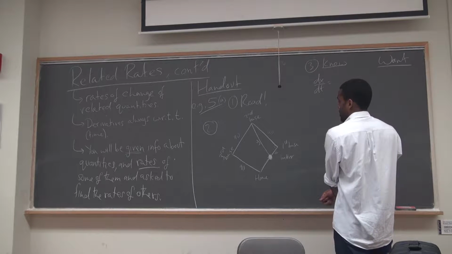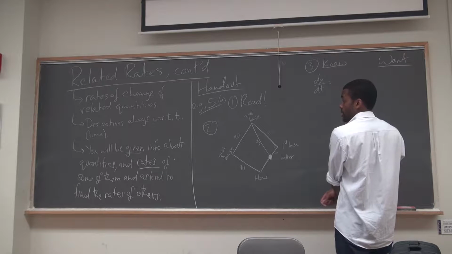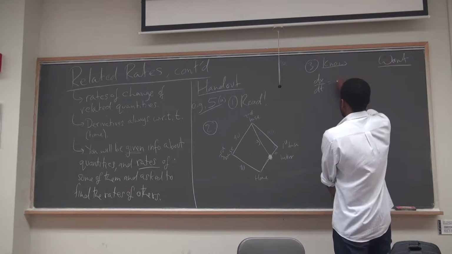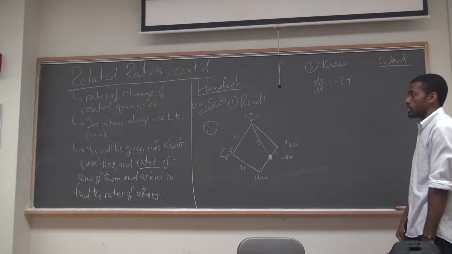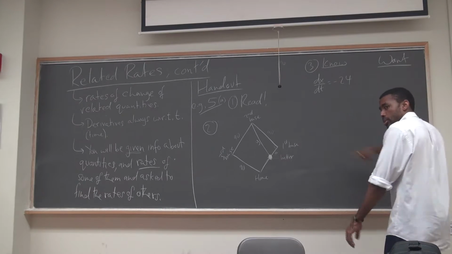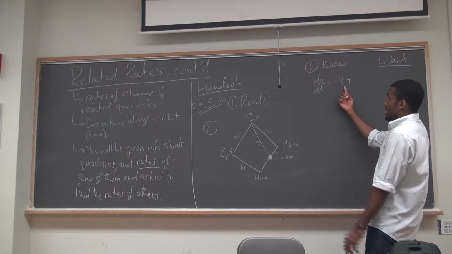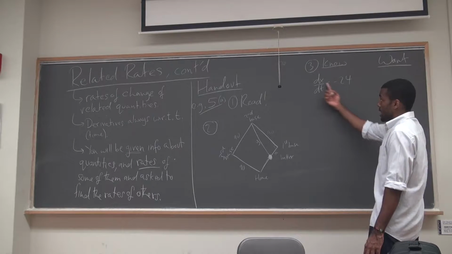What's happening to x? Is it getting bigger or smaller? Smaller. Okay, so what's dx/dt? Negative. It has to be negative. So dx/dt is minus 24. Whenever something is getting smaller or decreasing, the rate is negative, right? Because the slope is going down, right? So that we know, right? So we know how fast x is changing.